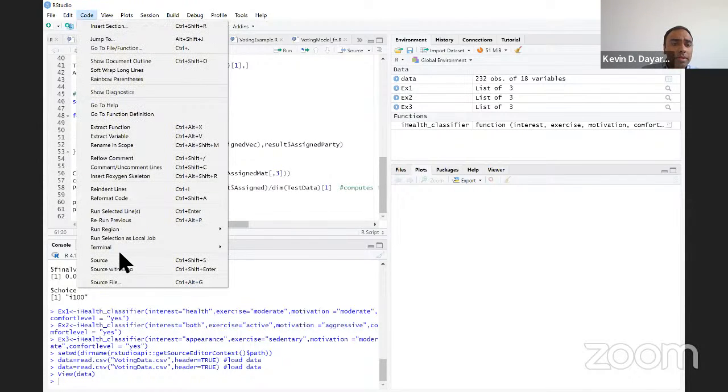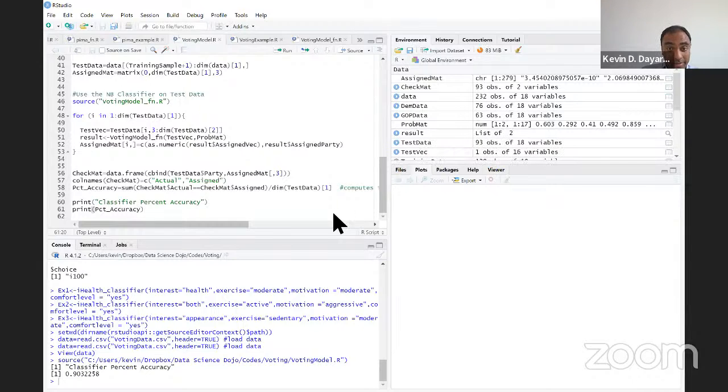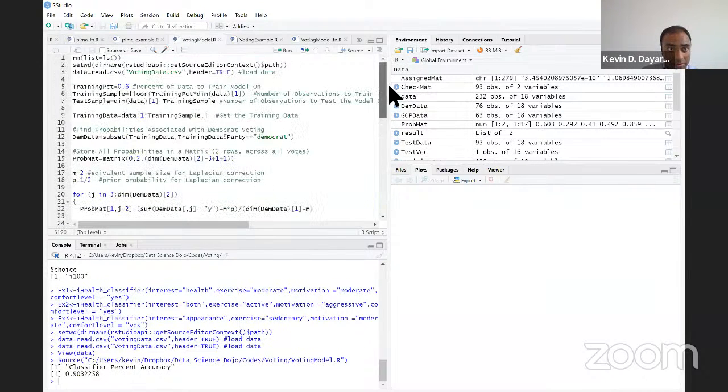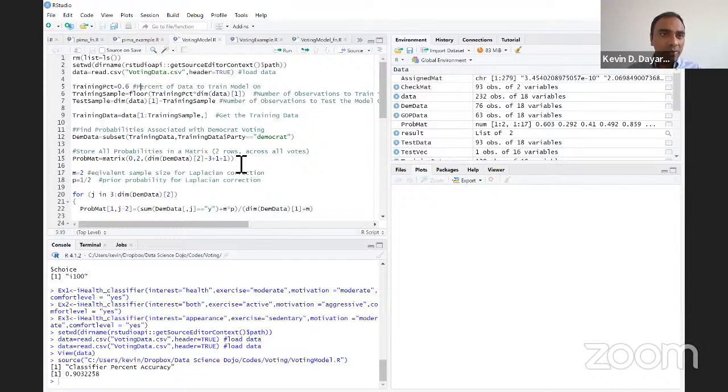So we could run this right now. And based on a 60% training sample, that's what I had, right? We have a 90% accuracy. So this shows that this model is pretty accurate. It's reasonable. It's not 100%, but it's reasonable with 60% of the data. What happens if you ramp that up to 80%?